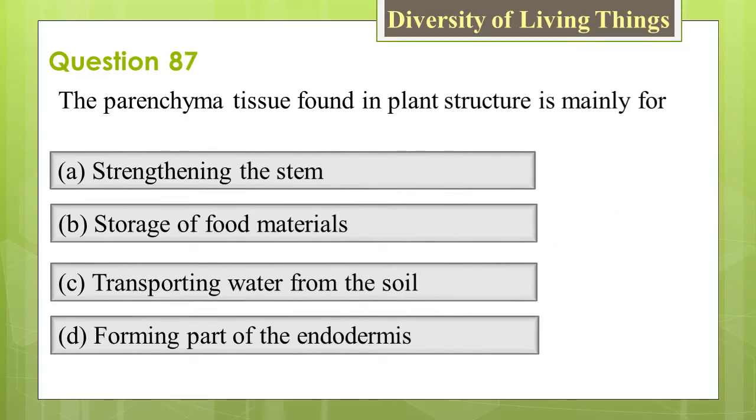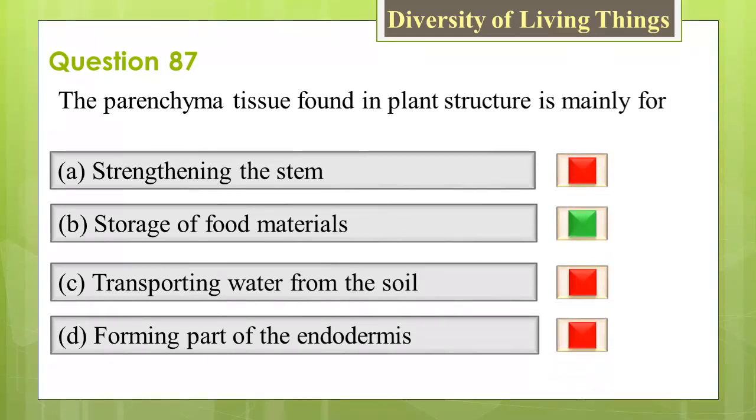Question 87. The parenchyma tissue found in plant structure is mainly for A. Strengthening the stem. B. Storage of food materials. C. Transporting water from the soil. D. Forming part of the endodermis. Which of the following alternatives is the correct alternative? The correct alternative is B. Storage of food materials.